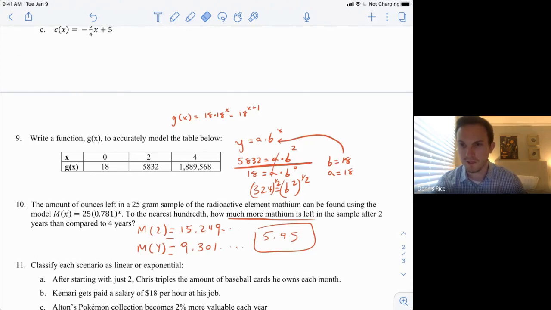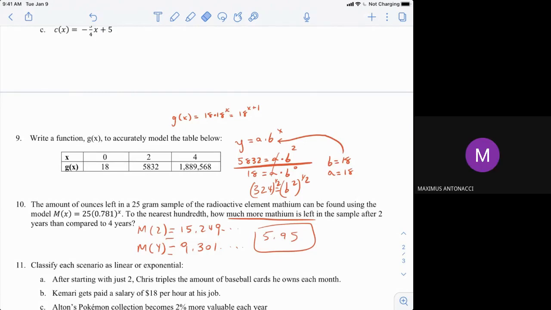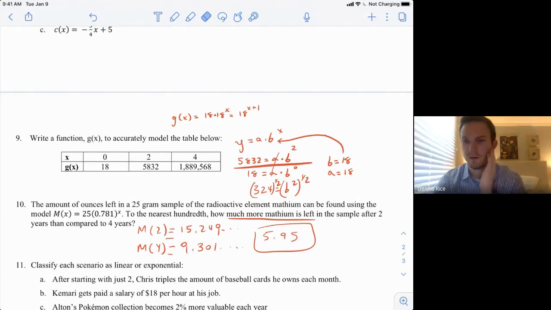Anything else? Maximus, anything else? No, not that I can think of. All right, covered everything. Wow, that was quicker than I thought.